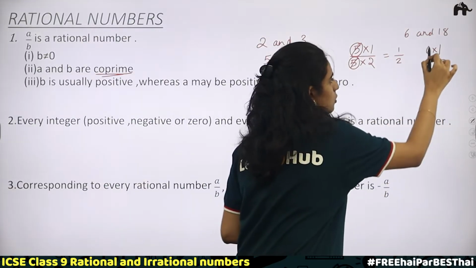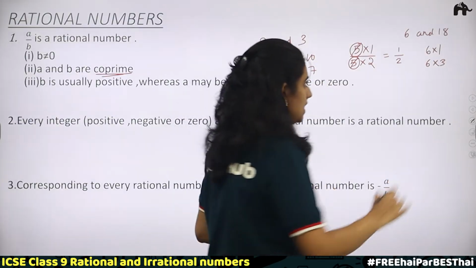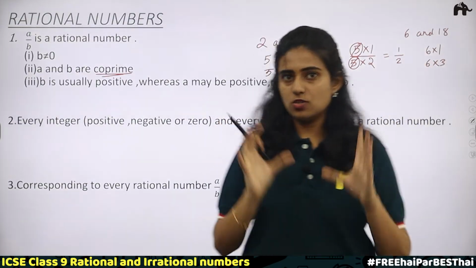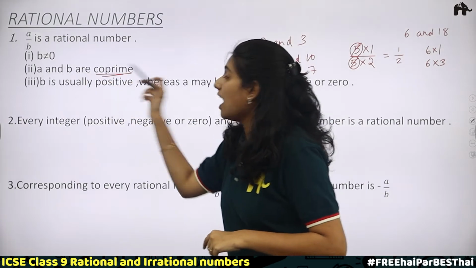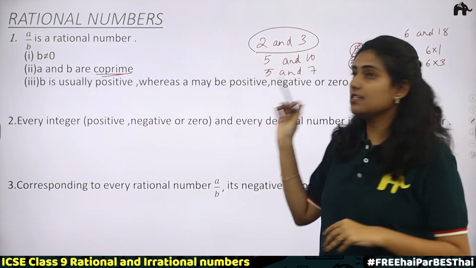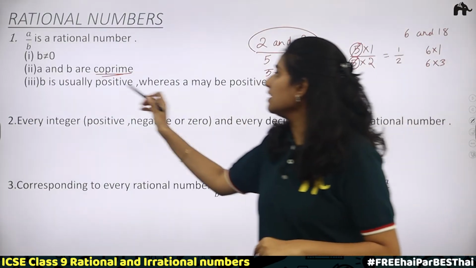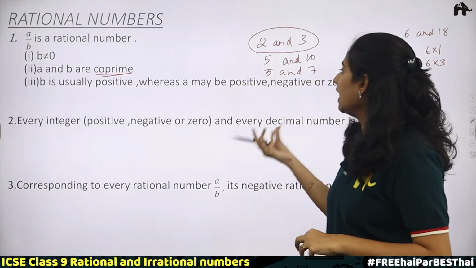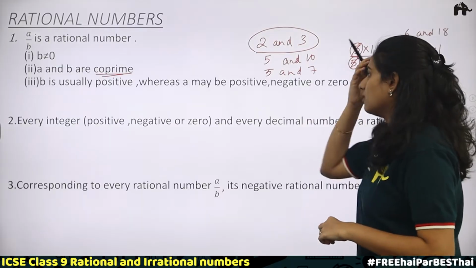Okay, 6 is common to both of these numbers, which means they are not co-prime. So understood? So here A and B are co-prime. What does it mean? It should be this type. That is, there should be no common factors. B is usually positive, whereas A may be positive, negative or 0.